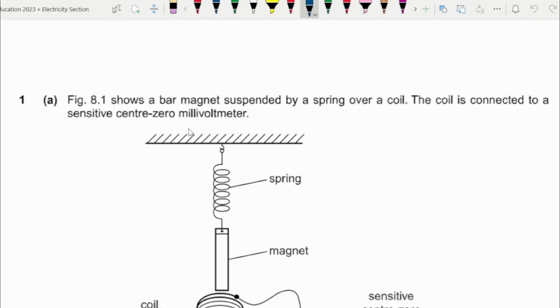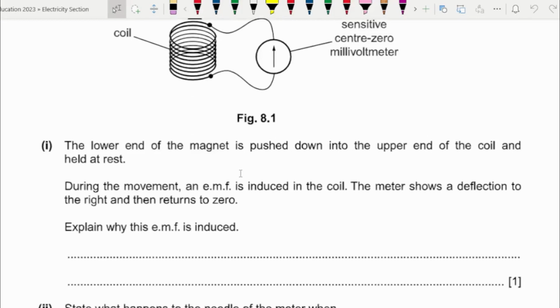Figure 8.1 shows a bar magnet suspended by a spring over a coil. The coil is connected to a sensitive center zero millivolt meter. The first part reads: the lower end of the magnet is pushed down into the upper end of the coil and held at rest. During the movement, an EMF is induced in the coil. The meter shows a deflection to the right and then returns to zero. Explain why this EMF is induced.